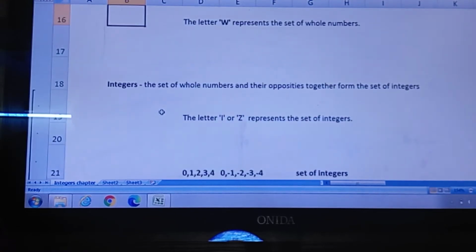Moving further, let me discuss what an integer is. A set of whole numbers and their opposites together form the set of integers. It's quite simple. The letter I or Z represents integers.